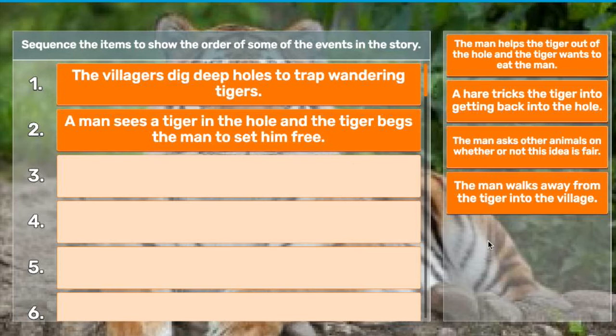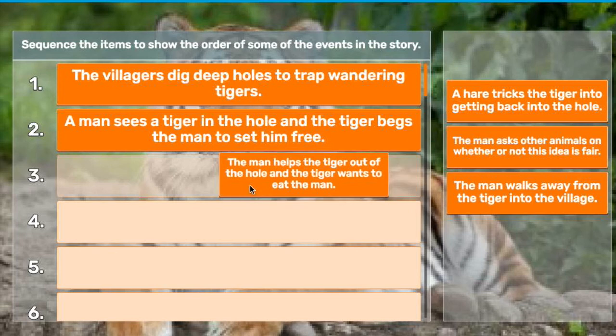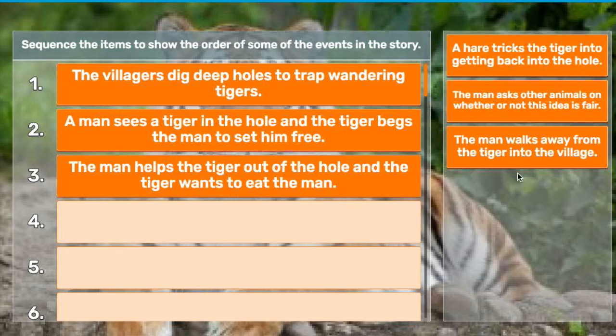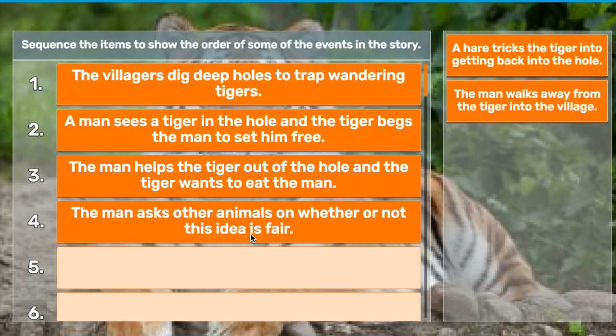So now I need to look for the middle. I know that when the man helps the tiger out of the hole, the tiger wants to eat the man. That does happen in the middle. So I'm going to put that as number 3. So now I have left the hare tricks the tiger into getting back into the hole. The man asks other animals whether or not this idea is fair. Or the man walks away from the tiger into the village. So I know that before the hare tricks the tiger or before the man walks away, the man asks other animals to judge. So I'm going to put that as number 4.